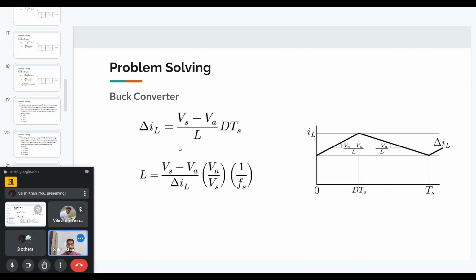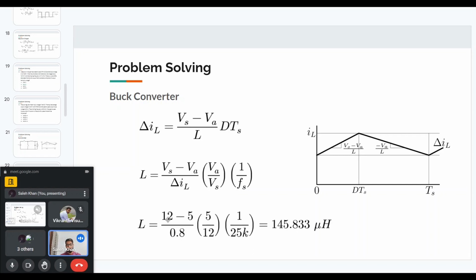Now, based on this equation, I can find out L, and the D term will be output voltage by input voltage, and the Ts term will be the inverse of the switching frequency. And if I put all the values, 12 volts and 5 volts, the peak-to-peak ripple is 0.8 amperes, and the duty will be 5 by 12, and 25 kilohertz is the switching frequency, I will get the inductor value is 145 microhenry.